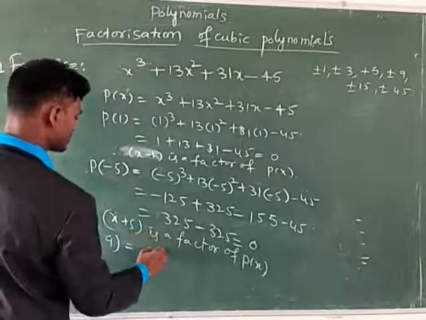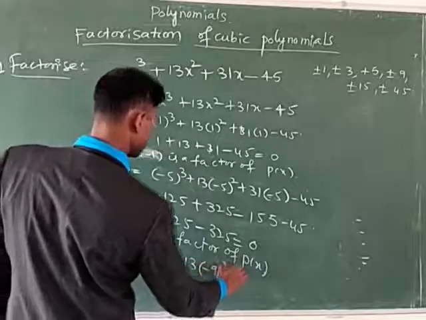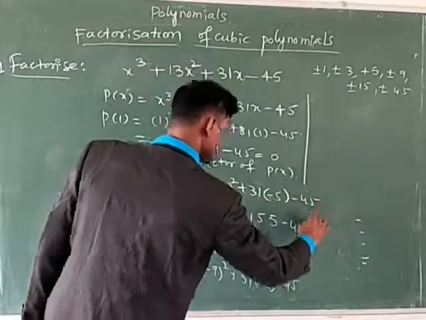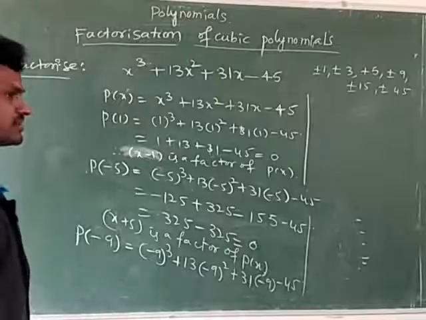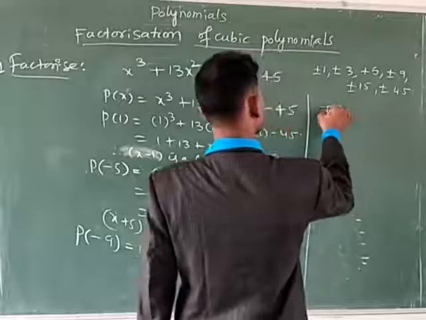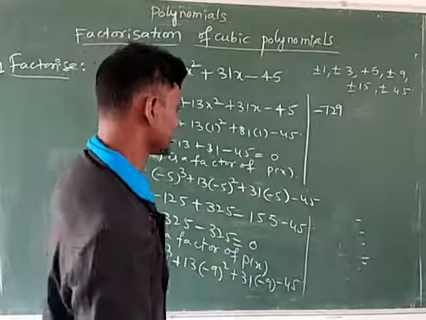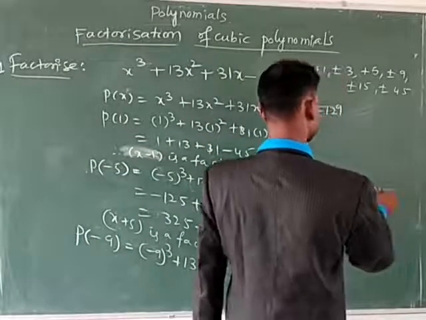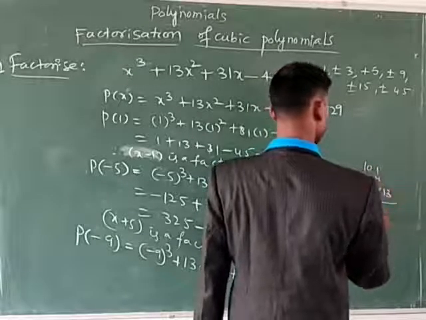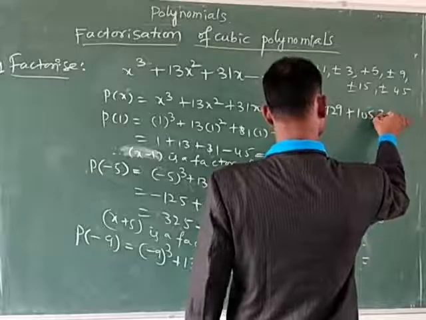Minus 9 power 3 plus 13 into minus 9 square plus 31 into minus 9 minus 45. Now minus 9 cube: 9 into 9 is 81, 81 into 9 is 729, and this is a minus. Next, 9 square is 81, and 81 into 13 is 1053, plus 1053.